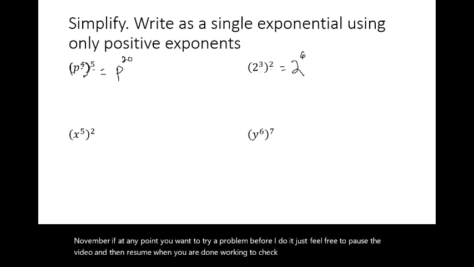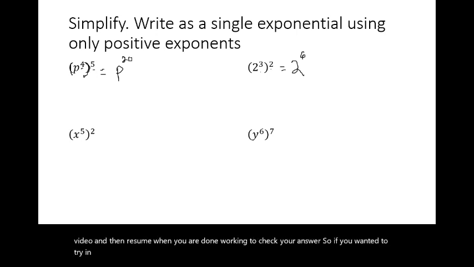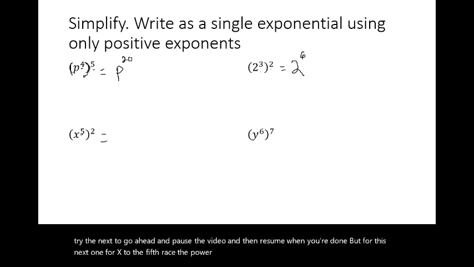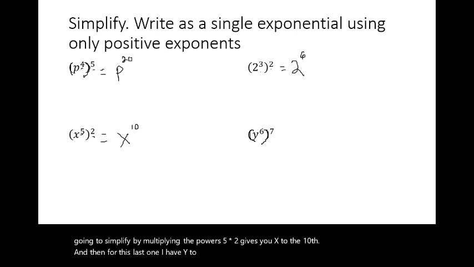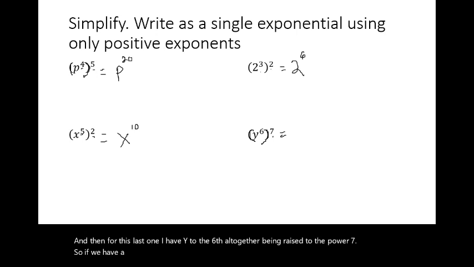So if you wanted to try the next two, go ahead and pause the video and then resume when you're done. For this next one, x to the 5th raised to the power 2, I have a power raised to another power. So I'm going to simplify by multiplying the powers. 5 times 2 gives you x to the 10th. And then for this last one, I have y to the 6th all together being raised to the power 7. If we have a power raised to another power, we can simplify by multiplying the powers. 6 times 7 is 42.